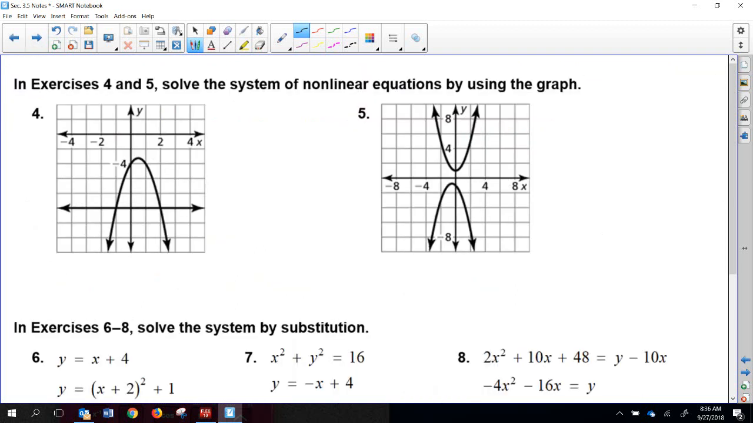Go to the next set. Now, on 4 and 5, I want you to just look at the graphs that they've given you and write down what the solutions are. We don't have to use our calculator. We can just look at the graphs that are given.